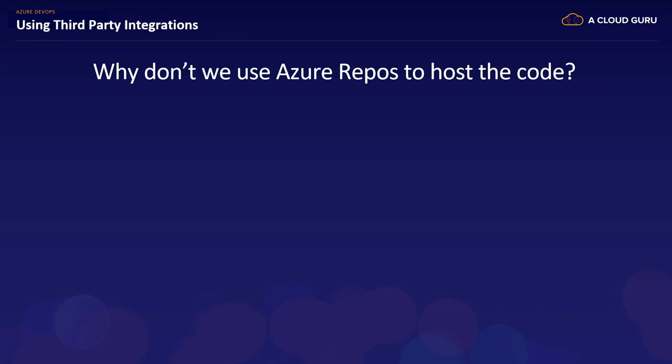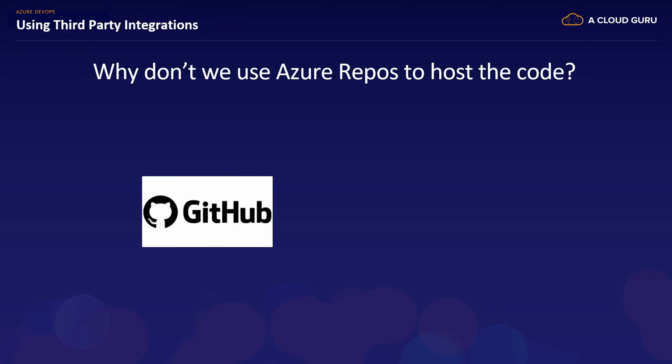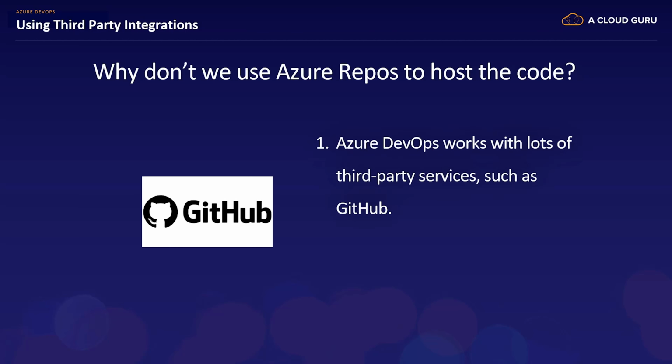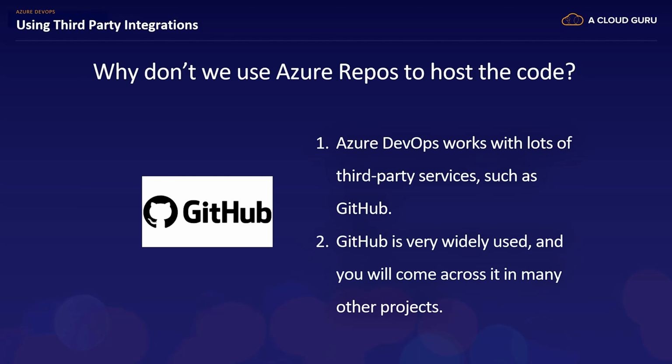And you might be thinking, well, why don't we use Azure Repos to host the code? And there's no reason we can't. I wanted to use GitHub though for 2 reasons. Number 1, Azure DevOps works with lots of tools outside the 5 that I mentioned before. There are thousands of integrations with third-party services. Using GitHub gives us some insight into how this works. And number 2, GitHub is the most widely used code management tool, and it is important you know what it is and how it works.